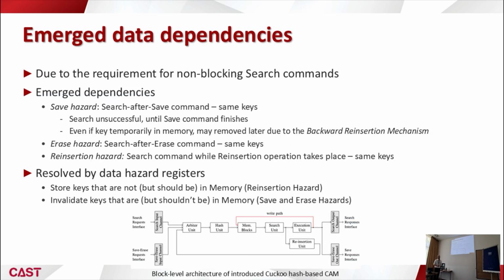And such a pipelined architecture introduces certain data dependencies between commands that coexist in the data path. Three types of dependencies can emerge. In all of these, a search command follows a save and erase or a reinsertion command, and all of these commands share the same key. To resolve these types of dependencies, the architecture contains data hazard registers and related logic that recognizes these situations and forwards the right value to the appropriate unit.